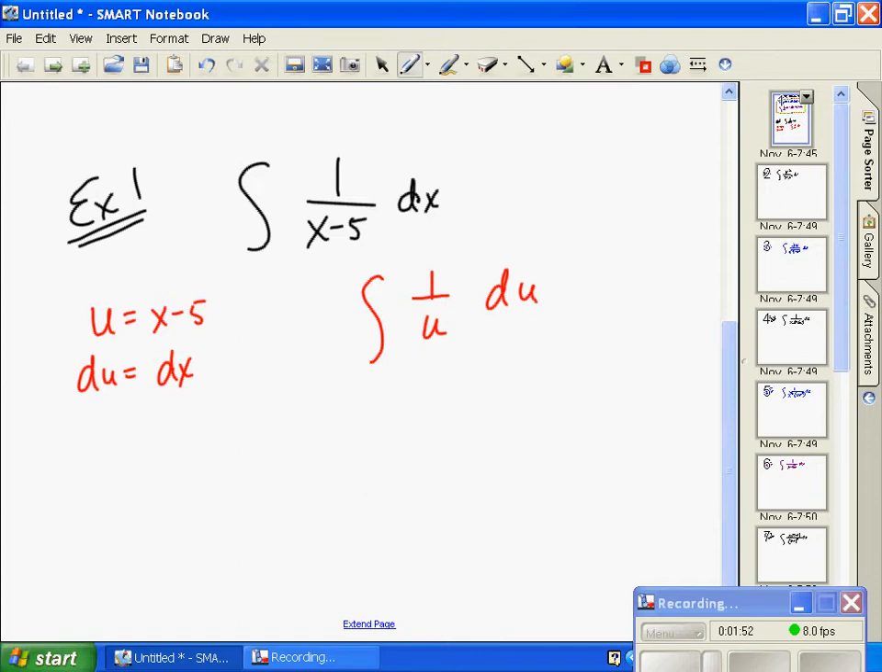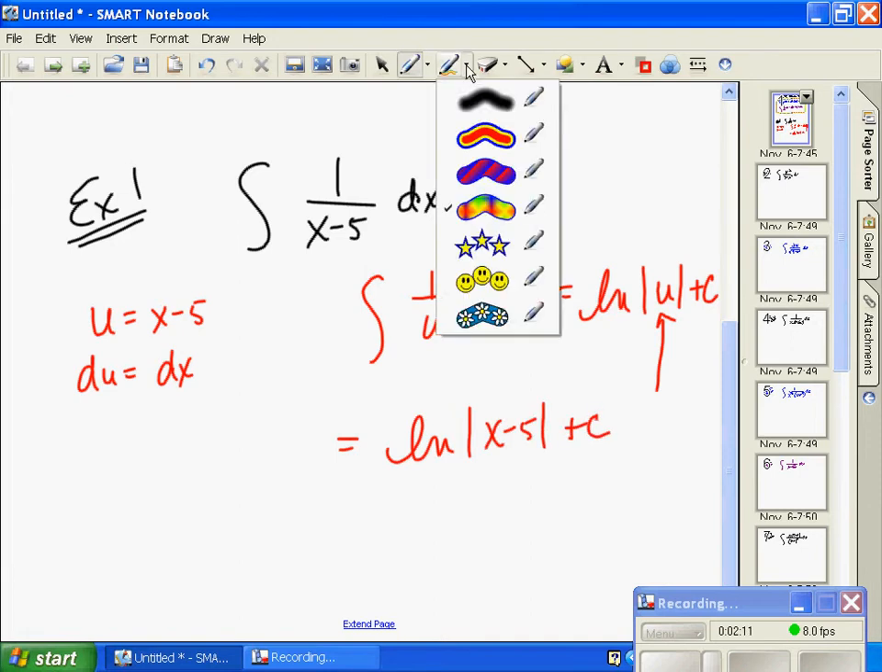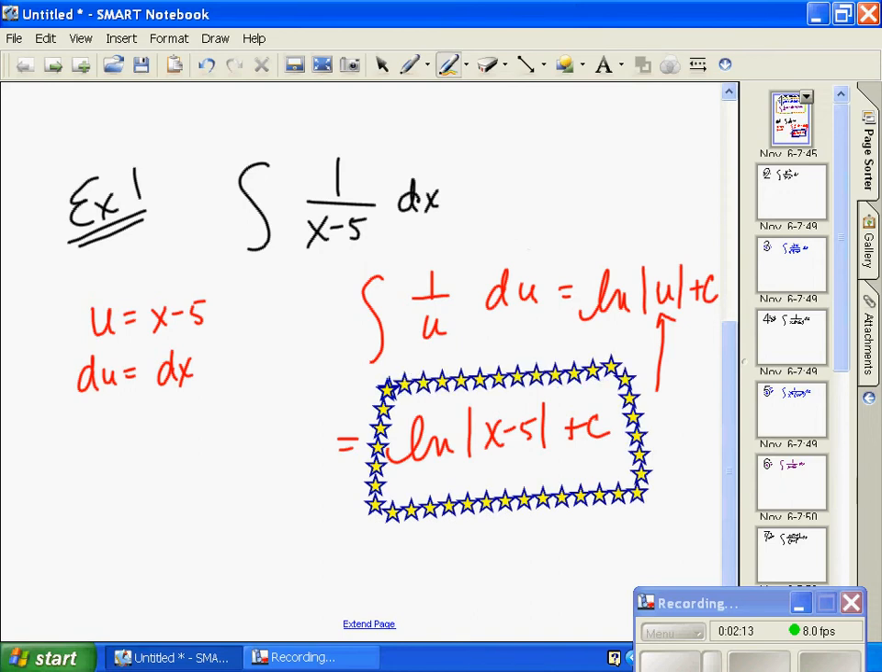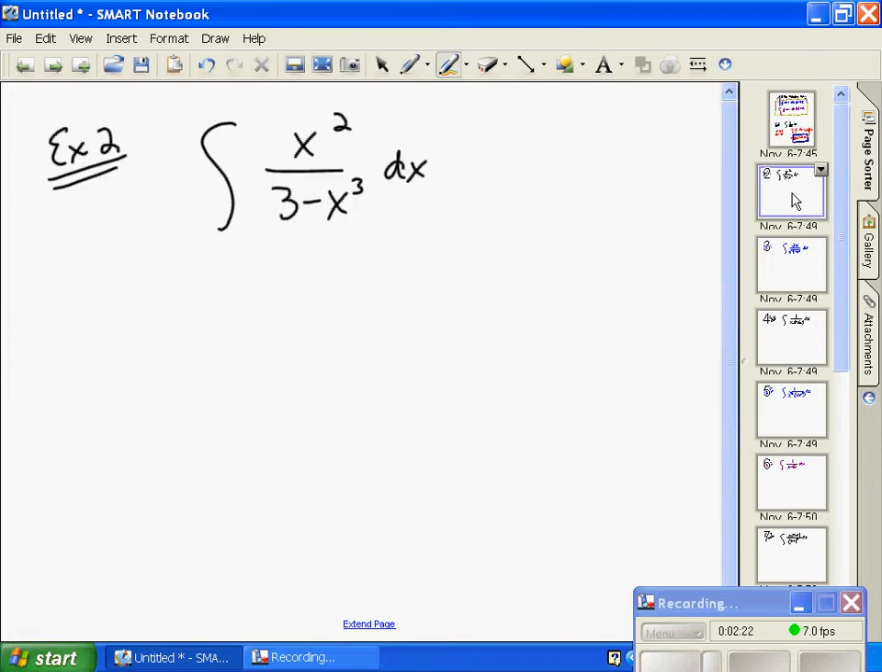And then just apply my logarithm rules. So I get the natural log of the absolute value of u, don't forget plus c. Now don't forget at the very end you still have to substitute in for u, so I get the natural log of the absolute value of x minus 5 plus c. And that is my answer. That's just a real basic question. They will progress as we go, a little bit more difficult.